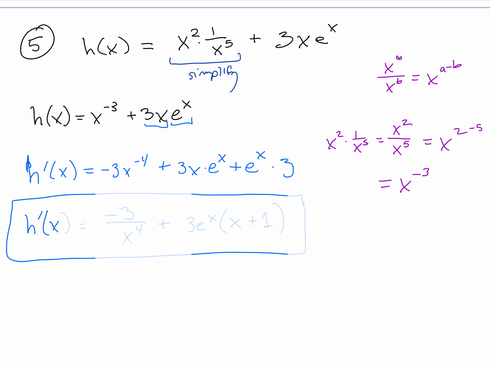h prime of x is equal to negative 3x to the negative 4. If we wish, we could write that as negative 3 divided by x to the 4th power, plus, if we want, we could factor 3e to the x out of that, or not. So we could write that as 3e to the x times x plus 1 if we want, but we could also leave it basically as above, sort of up to preference.